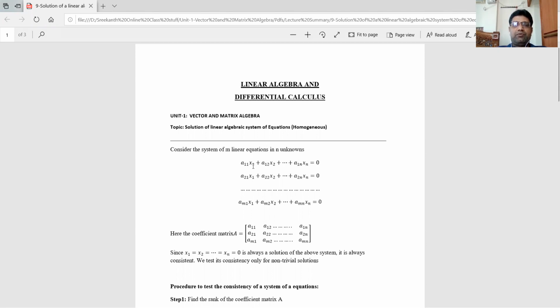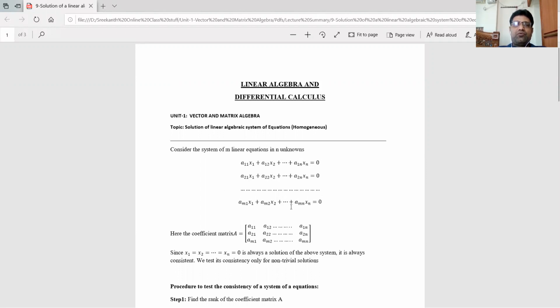That is a11 x1 plus a12 x2 plus and so on plus a1n xn equals 0. a21 x1 plus a22 x2 plus and so on plus a2n xn equals 0. Proceeding like this, am1 x1 plus am2 x2 plus and so on plus amn xn equals 0. This is a homogeneous system of equations.